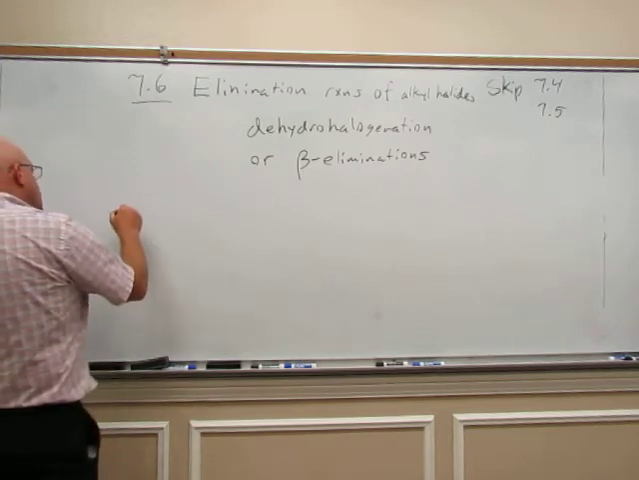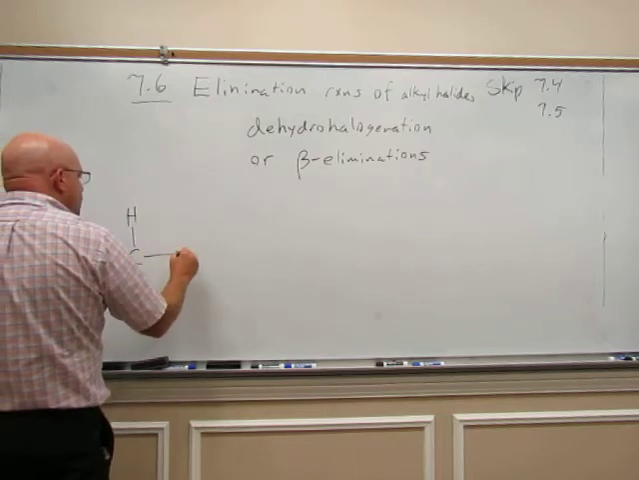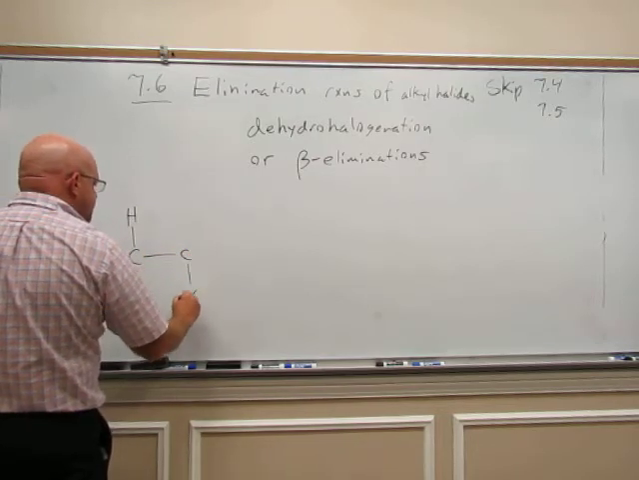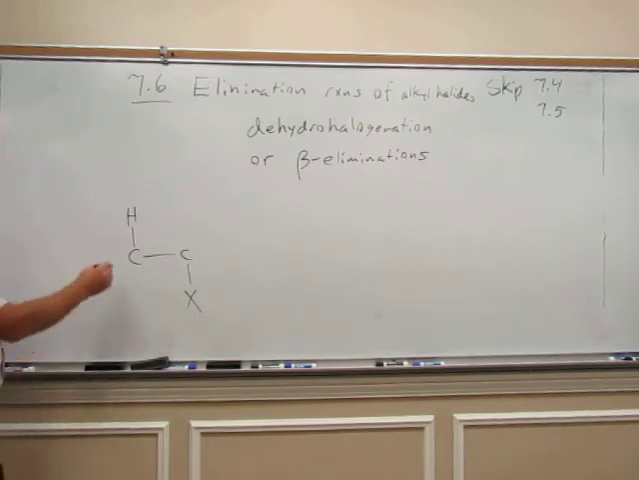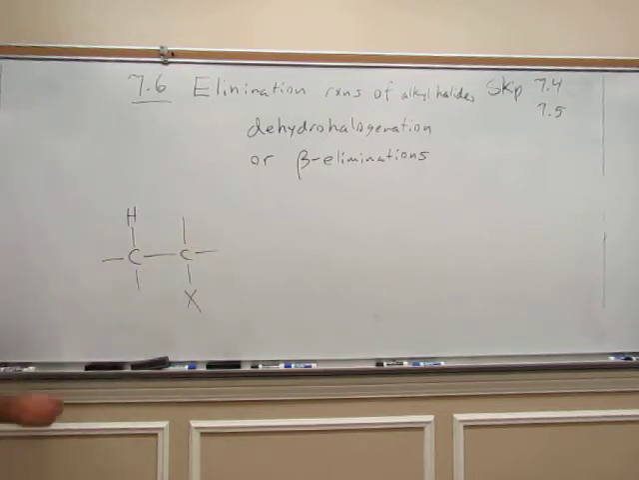Let's look at a generic example here to start with, and then we'll go through specific examples. And I'm just going to put some lines out here, some bonds to something. I'm not showing what else is out here. So here we have an alkyl halide.